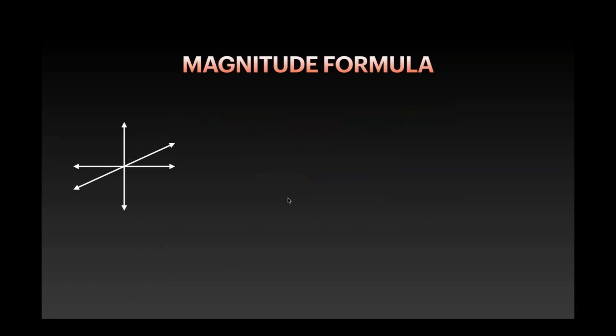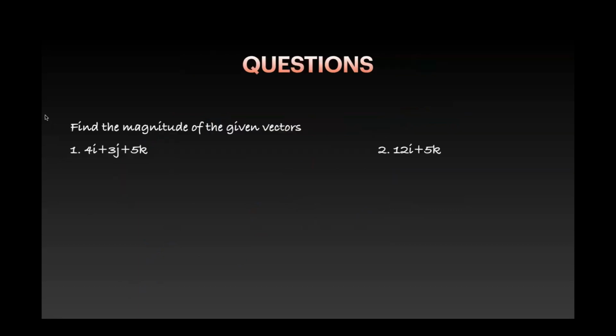Understood the derivation? Okay. Now we will solve some questions. Pause the video and try it. Before trying the question, I have a shortcut method. Let us say you have x i cap, y j cap, and z k cap. Quickly, if you want to find the magnitude without using any formula, just remember this square, this square, this square. Add all of them and put a root. That's all.